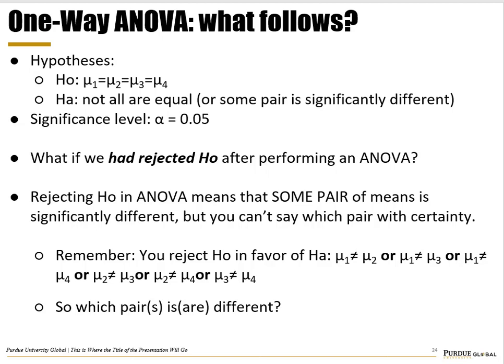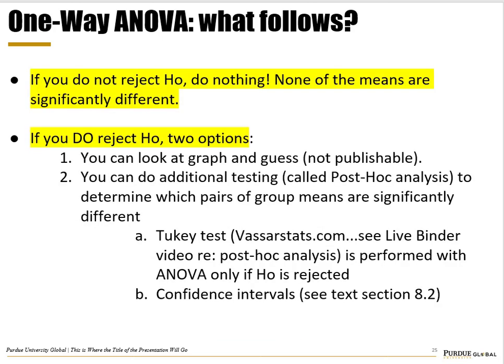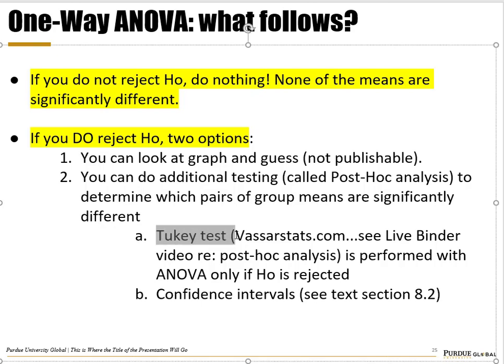Now, what if we had rejected it? Well, if we had rejected it, then we'd want to figure out which of these pairs are different. And that's where you have to run post hoc tests. So if you do not reject, you're done. You don't have to do anything because none of the means are different. But if you do reject, you have two options. You can look at graphs and guess, not really a good idea, or you can do additional testing, post hoc analyses, to determine which pairs of group means are significantly different. The most popular is the Tukey test.